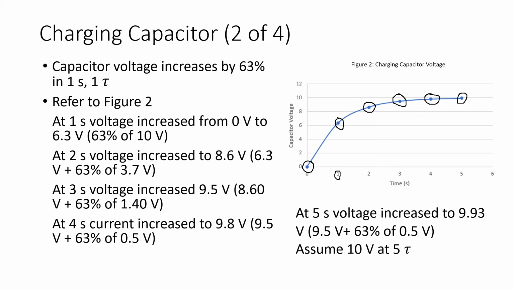Now, the capacitor will never charge to 10 volts because this is an exponential rate of increase. Since during each time constant the capacitor voltage increases by 63%, it can never fully reach 10 volts. However, at 5 time constants, we assume that the capacitor is fully charged and the capacitor voltage is 10 volts.